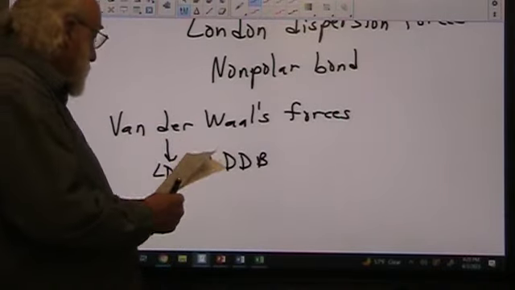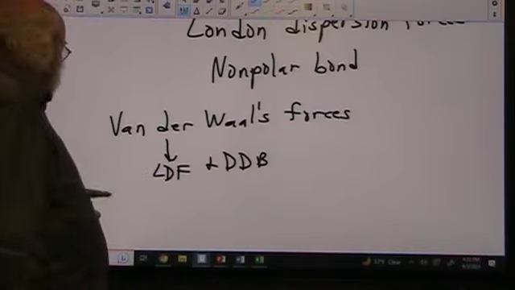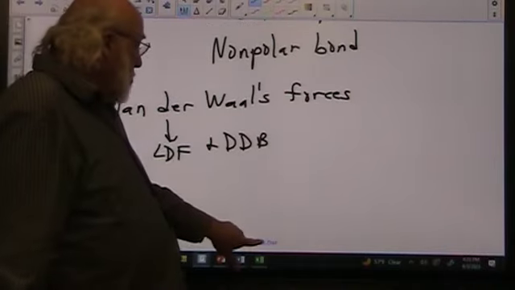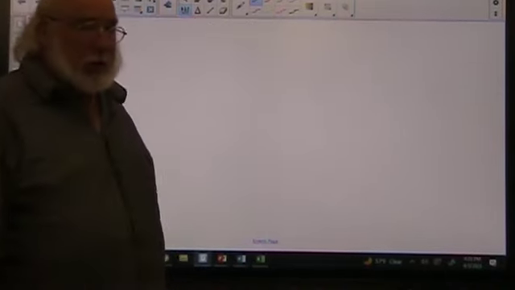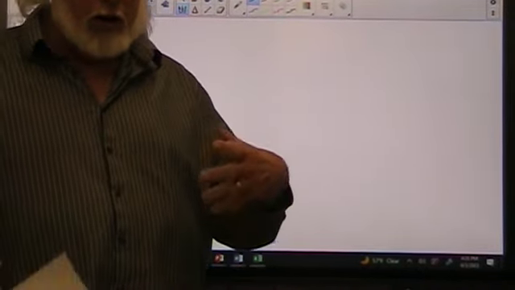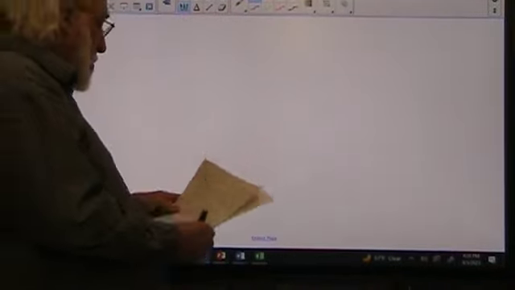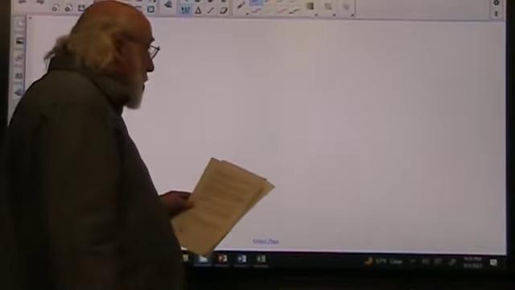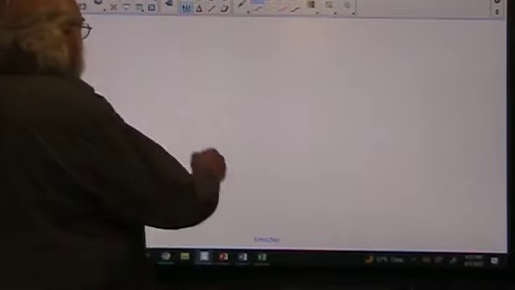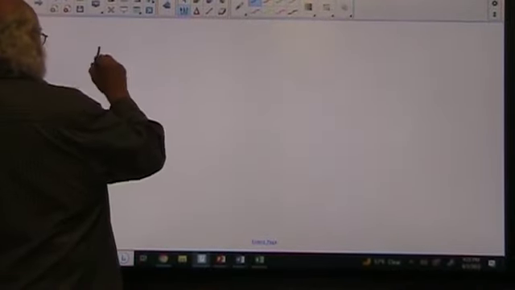Now, let's take a look at some examples of this. We should be able to look at a molecule and determine if it's polar or non-polar, and from that we need to write a potential Lewis dot structure for it, and then we can determine the type of intermolecular bond.